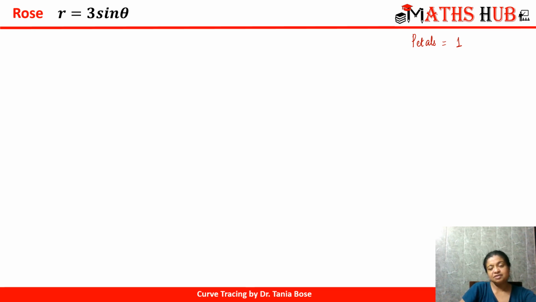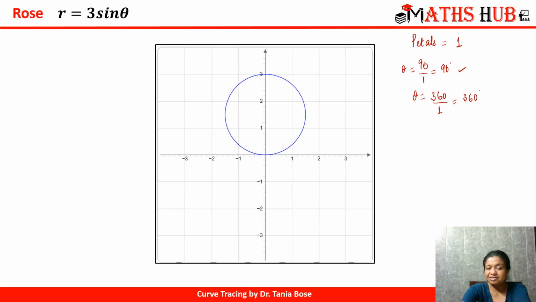Here, the first petal will occur at 90 by 1, that is 90 degrees. And the next petals will occur at 360 by n, that is 360. Since there is only one petal, there will be no shifting of the angle, so it will be only at theta equal to 90. So this is r equal to 3 sine theta. You can see there is only one petal. This is the figure, one petal, and this point is (0, 3). The diameter of the circle is always equal to 3 units.